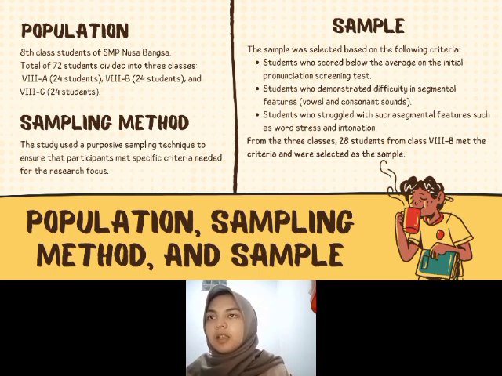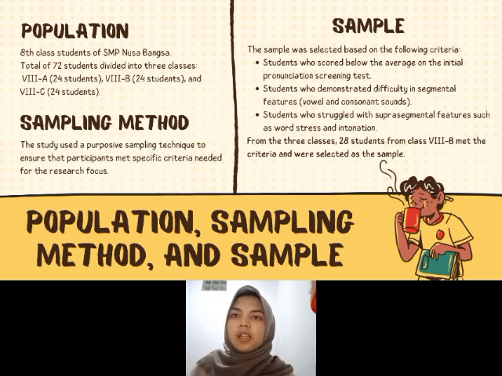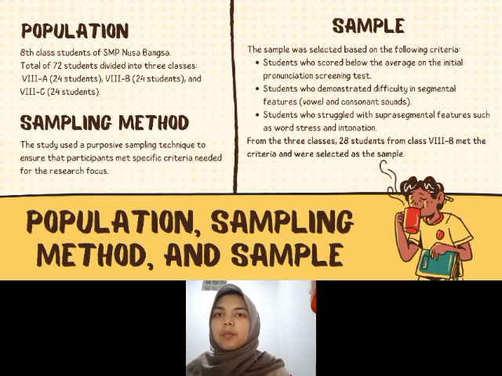The sample was selected based on the following criteria: students who scored below average on the initial pronunciation screening test, students who demonstrate difficulty in segmental features, vowel and consonant sounds, and students who struggled with suprasegmental features such as word stress and intonation. From the three classes, 28 students from class 8B met the criteria and were selected as the sample.